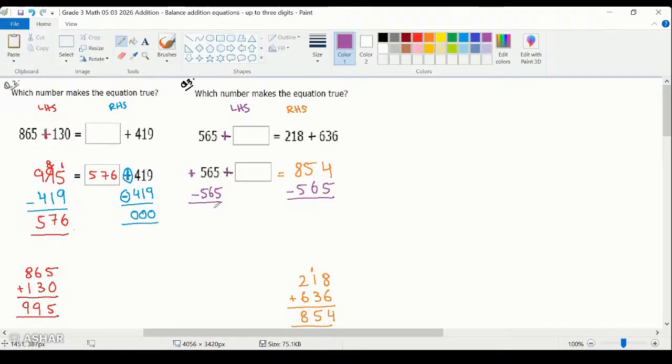5 minus 5 becomes 0. And what about this? From 4 we cannot subtract 5. Can we carry 1 from here? This becomes 4, it becomes 14. 14 minus 5 was 9. 4 minus 6 is not possible, so we carry 1. This becomes 7, this becomes 14. 14 minus 6 was 8, and 7 minus 5 was 2. So we can say 289.